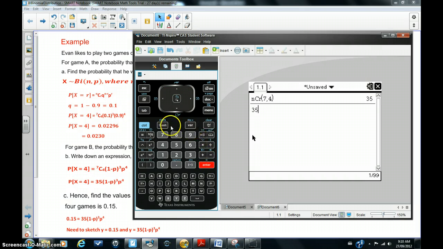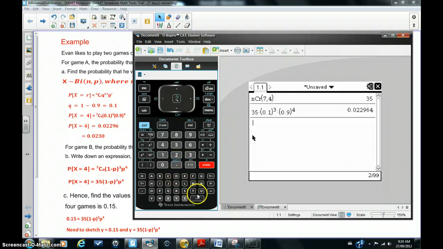So 7c4 is actually 35, so I'm going to copy that now by hitting the up arrow, press enter, and then multiply that by 0.1 all to the power of 3. So I'm going to raise that to the power of 3, hit the right arrow, and then multiply that by 0.9 all to the power of 4. And press enter. There's the result, 0.022964, and you can give that to 3 significant figures, which is 0.0230.